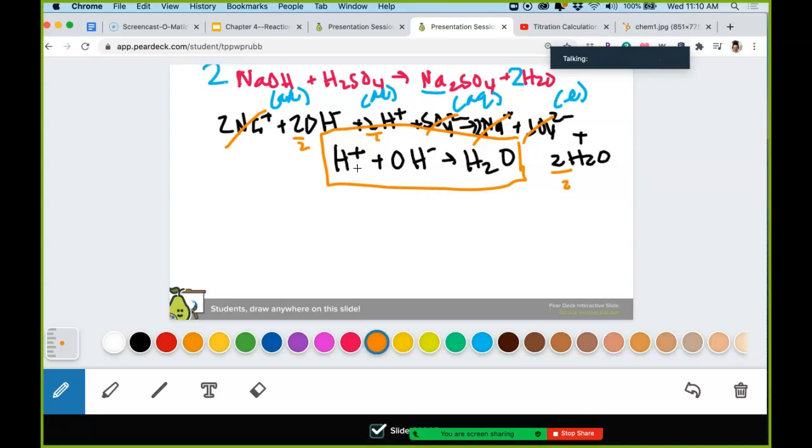You're welcome. So who are my spectator ions? Sodium, right? And sulfate ion, meaning they're not going to participate in the reaction. They're just going to sit and float around in there. So let's do some math.